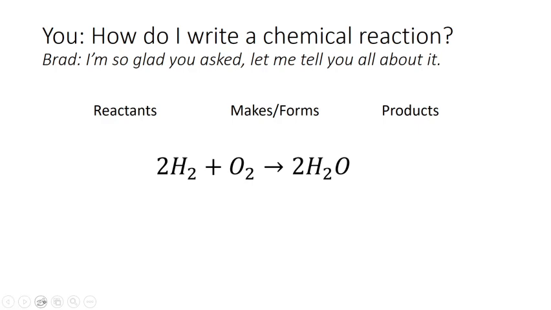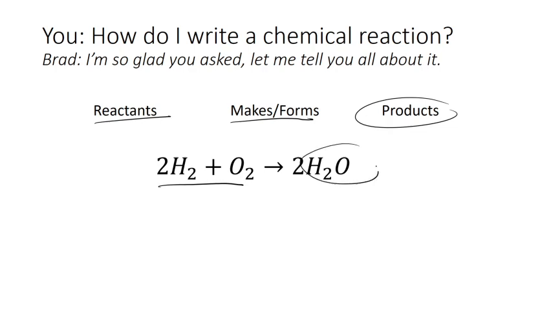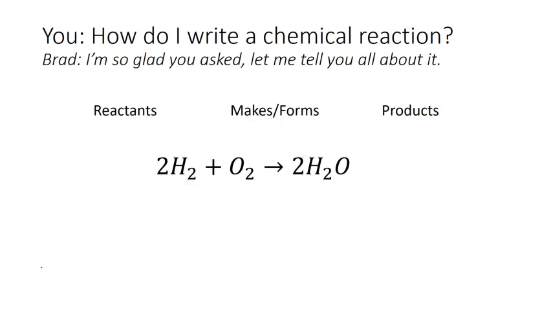Chemical reactions have a couple parts. We have the reactants on the left side of the arrow. We have the arrow, which means makes or forms, right? It does not mean equals, even though we call this a chemical equation. The arrow always means makes or forms. And then we've got products on the right, right? So reactants make products. That is how we write a chemical reaction.